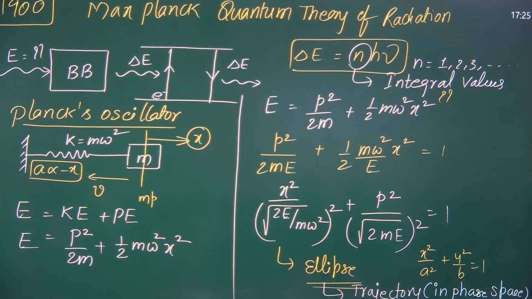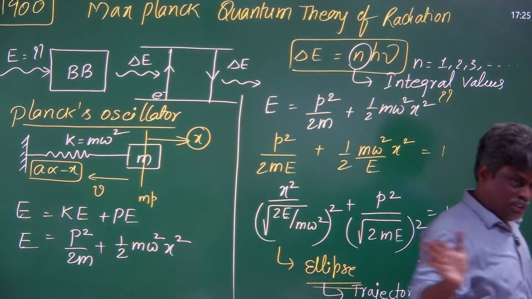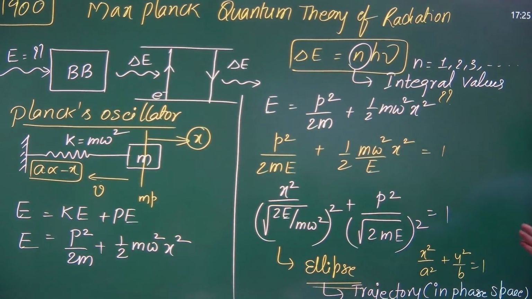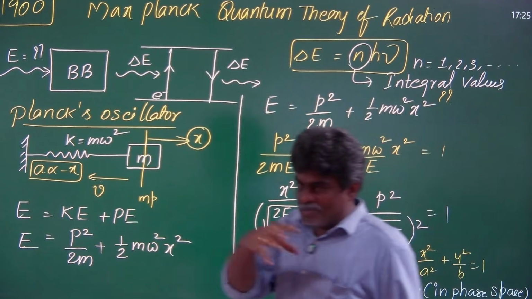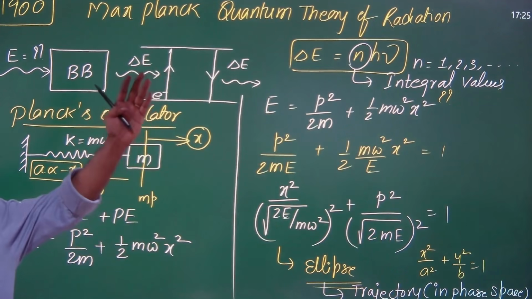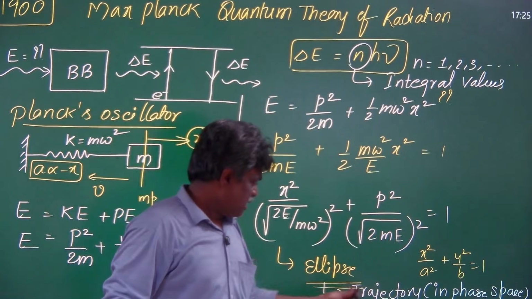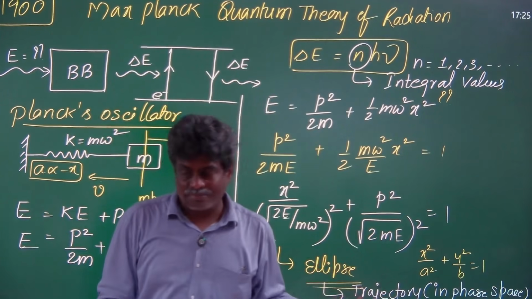So finally, the motion of a harmonic oscillator in real space is a to and fro motion. What is the motion called? To and fro motion. But if you represent that motion in phase space, it looks like an elliptical path.